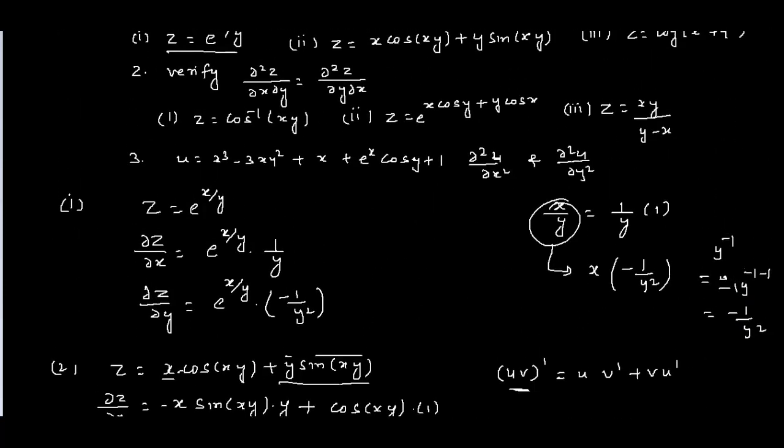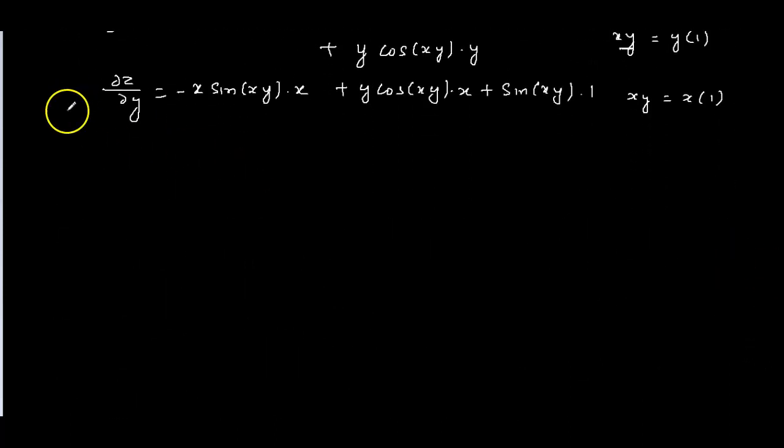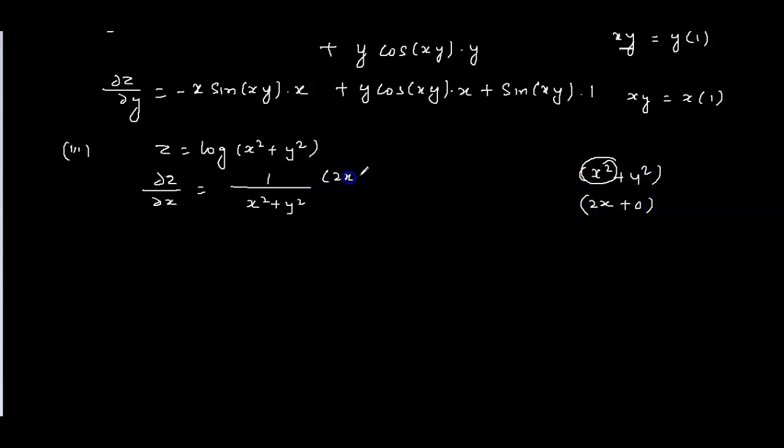Next, the third one is z is equal to log of x square plus y square. So differentiation with respect to x: this log differentiation is 1 upon x square plus y square. Now this bracket part, x square plus y square, we have to differentiate with respect to x. So x square differentiation is 2x, and y square is completely constant here, and the y square differentiation is 0. So we can write only this 2x.